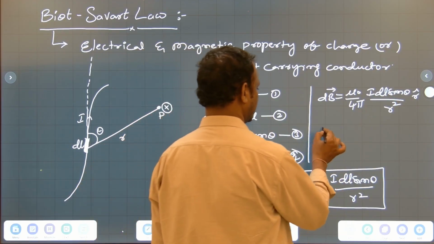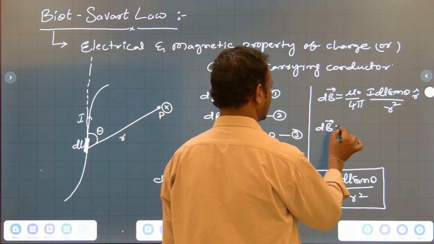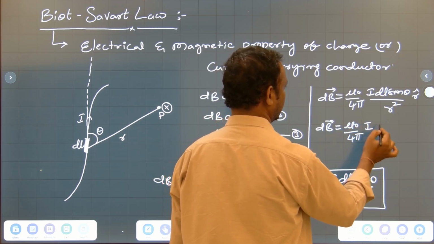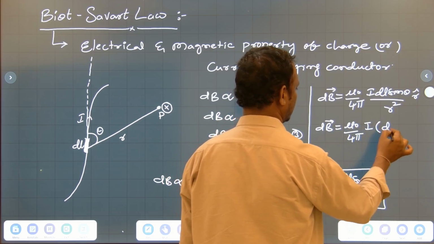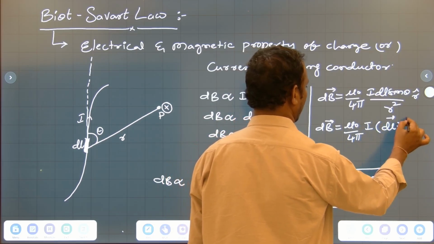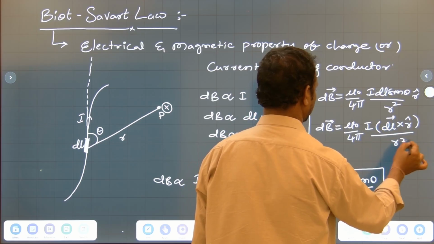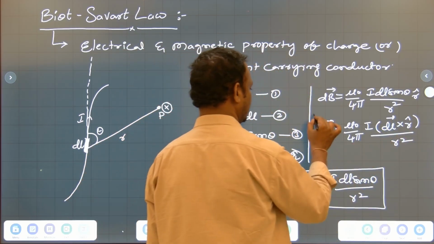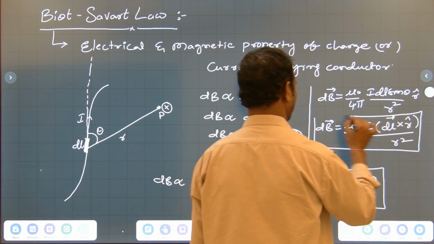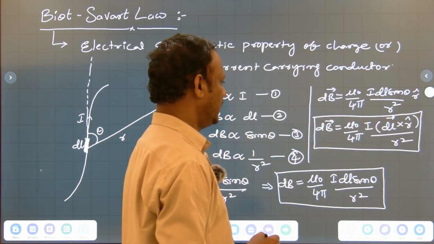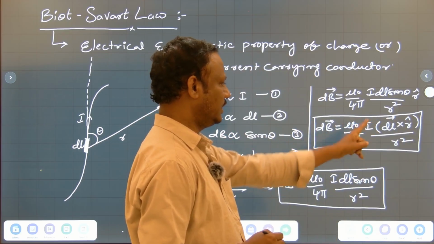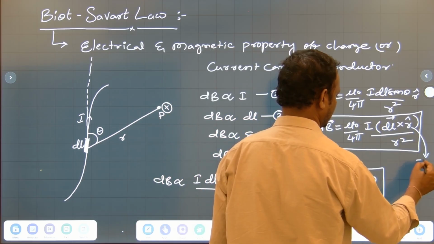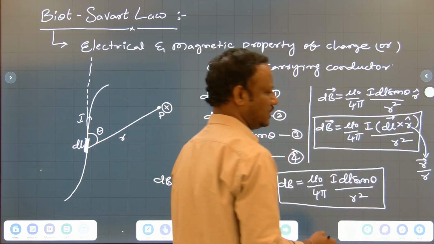Now I am writing this one: dB vector equals mu naught by 4 pi, I into dl vector cross r cap by r square. A cross B means AB sin theta. So dB equals mu naught by 4 pi I dl vector cross r cap by r square. So what is the r cap? We know this one: r cap means r vector by modulus of r vector.